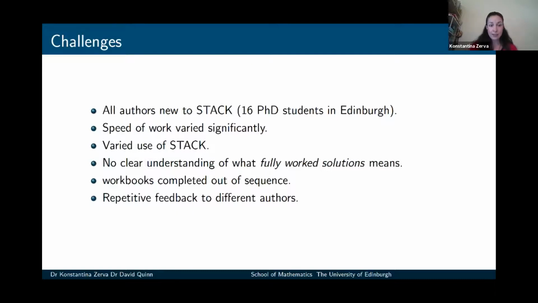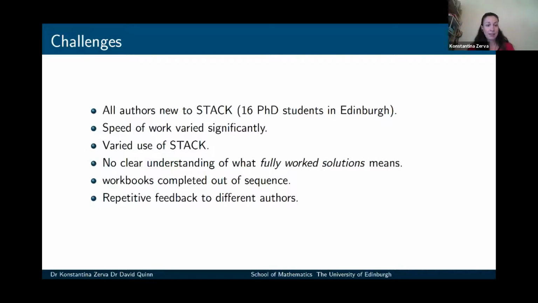Also, we had varied use of Stack. Some people didn't put any test cases at the beginning, or they didn't realize what these were about. Even if we had a Stack training, that was a lot of information for them to digest at the beginning. So they needed probably a few weeks to realize all the strengths of Stack.